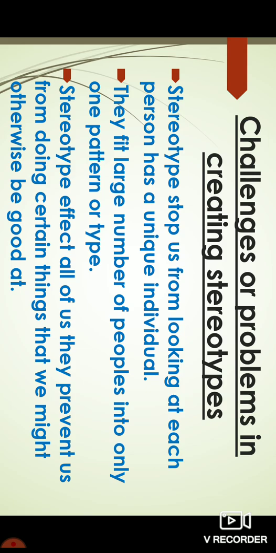Because we create stereotypes, for example, before they used to say that girls are only good at cooking, they were not allowed to go to school, they were not allowed to take part in sports. But there were many girls who were very good in education, who were very interested in sports, but because of stereotypes, because of the thinking of people, we stopped many girls from building their careers. So stereotype prevents us from doing certain things that we are good at.